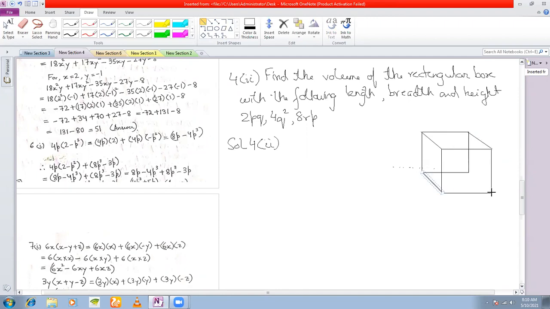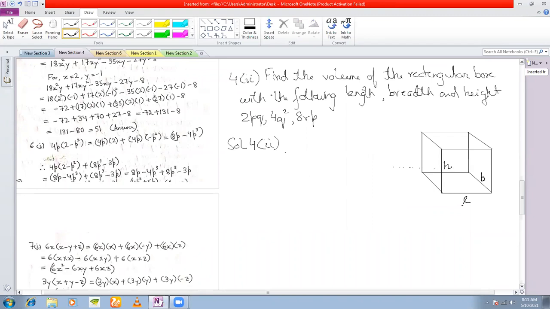This is what a rectangular box or a cuboid will look like. A rectangular box you have already done in your earlier classes, that a cuboid has a length, breadth, and height. Let us say that this is your length, this is your breadth, and this is your height.